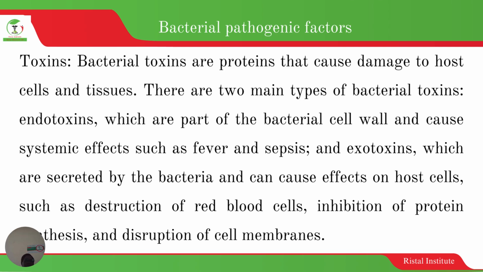So there are two kinds of bacterial toxins. The first one is known as endotoxins. Endotoxins are part of the bacterial cell wall. They cause systemic effects. For example, they can cause an individual to have a fever, they can cause sepsis. Then exotoxins. These are secreted by bacteria and they can also cause effects on the host cells. What effects will they cause on the host cells? For example, they can cause destruction of the red blood cells. They can also inhibit protein synthesis, meaning that there will be no more synthesis of proteins, and they can also destroy or disorganize the cell membranes.